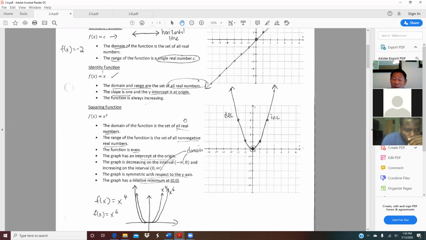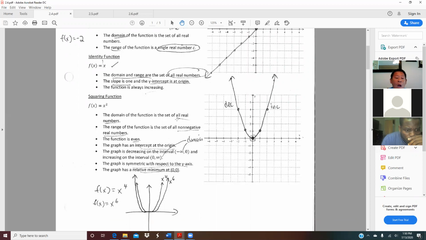So you need to know these basic functions before we move on to 2.5, because all these basic functions will come in handy. Your domain for squaring is all real numbers. Your range is non-negative, meaning it starts from 0 and goes all the way to infinity. It intercepts at the origin, 0, 0. This point 0, 0 is very important because in the next section, 2.5, we will go over transformations, and transformation is where you start to move things around.